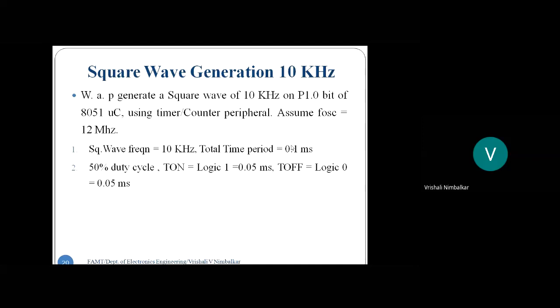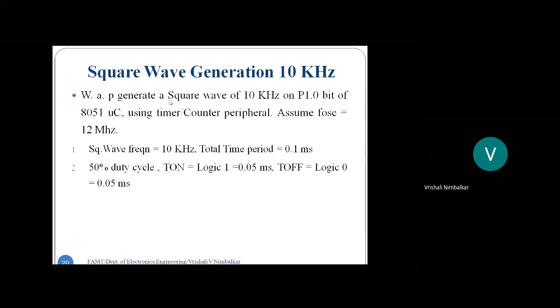So if the total time is 0.1 millisecond, half of 0.1 is 0.05 milliseconds. For a 50% duty cycle, the on period, meaning the square wave is logic 1, lasts 0.05 milliseconds. And the off period, meaning logic 0, lasts the remaining 0.05 milliseconds. That is a 50% duty cycle, right?